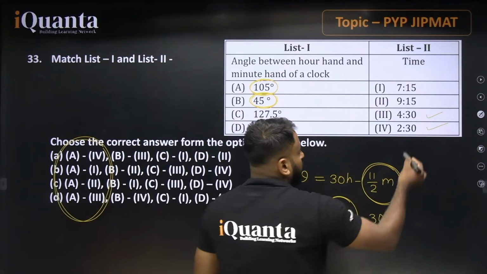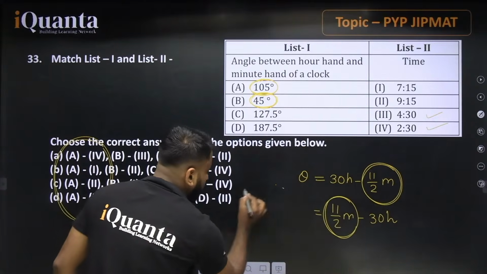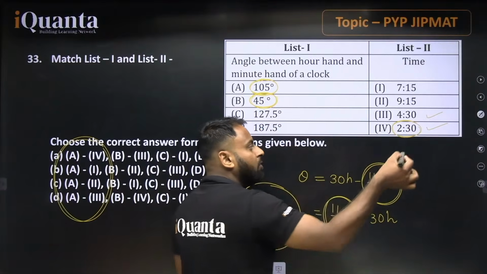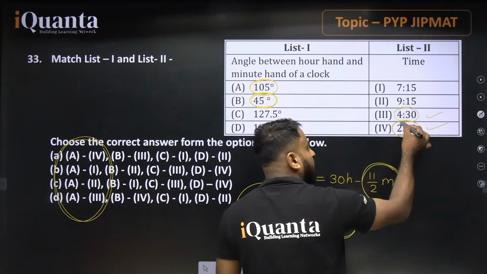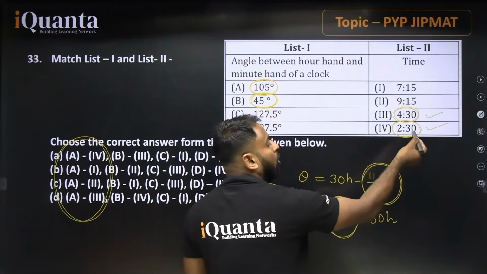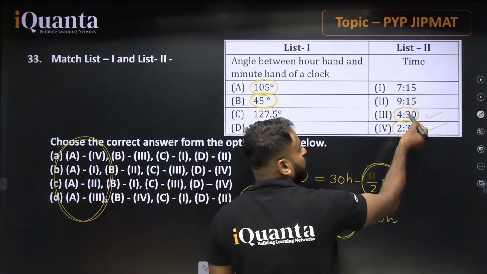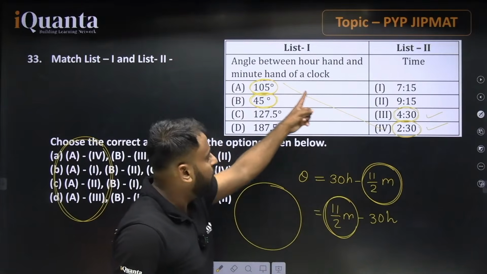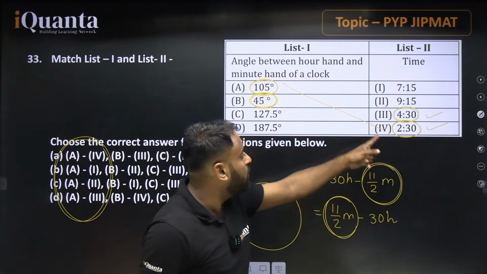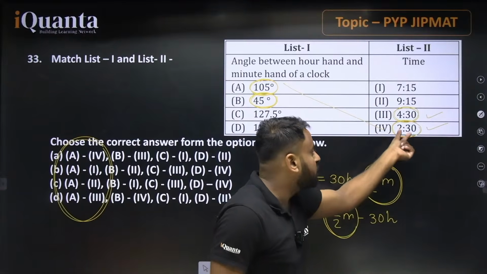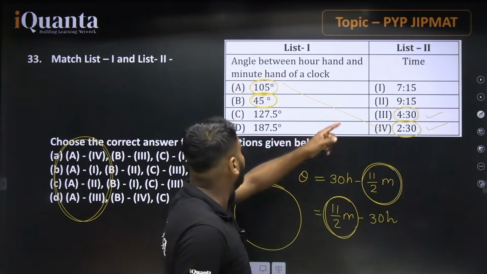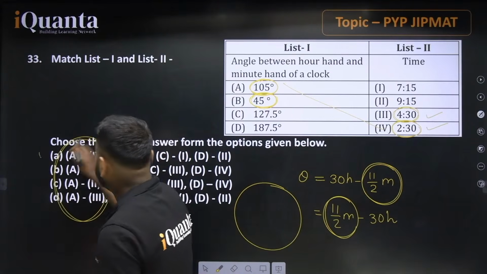Beta, now tell me, when we are talking about 230 or 430, definitely the angle of 230 will be more, because minute hand will be at 30, minute hand will be at 30, but more angle will be formed when we are talking about 230 as compared to 430. So 105 degree is for 230, because the angle between 230 will be more as compared to angle between 430, correct? So that will be 105 degrees. So option number A is the right one.